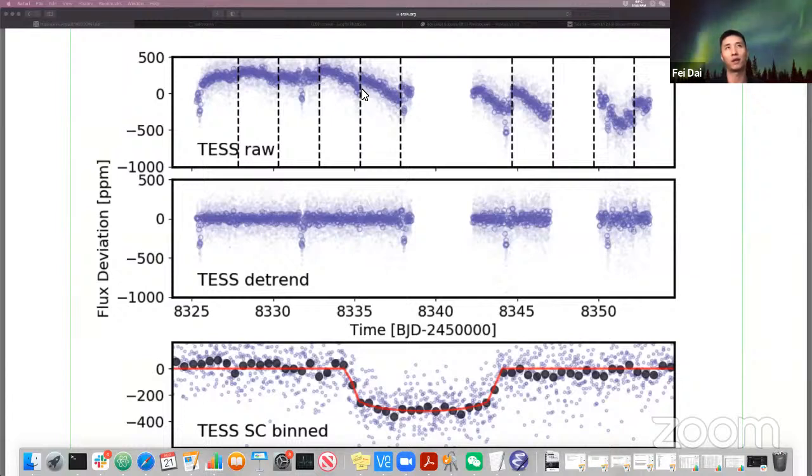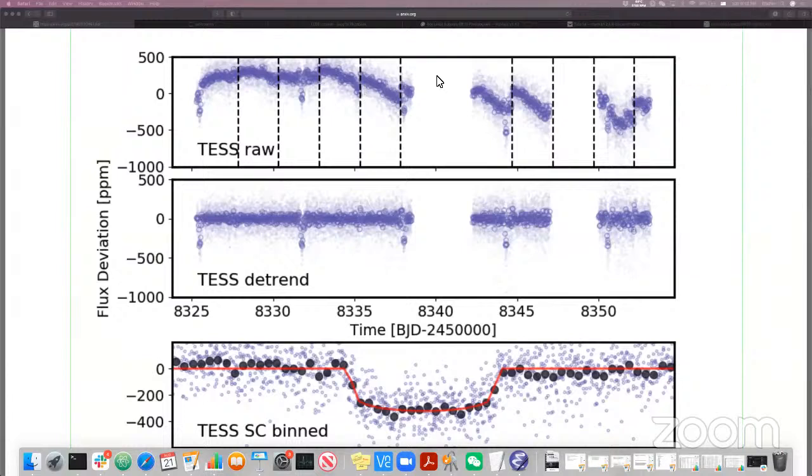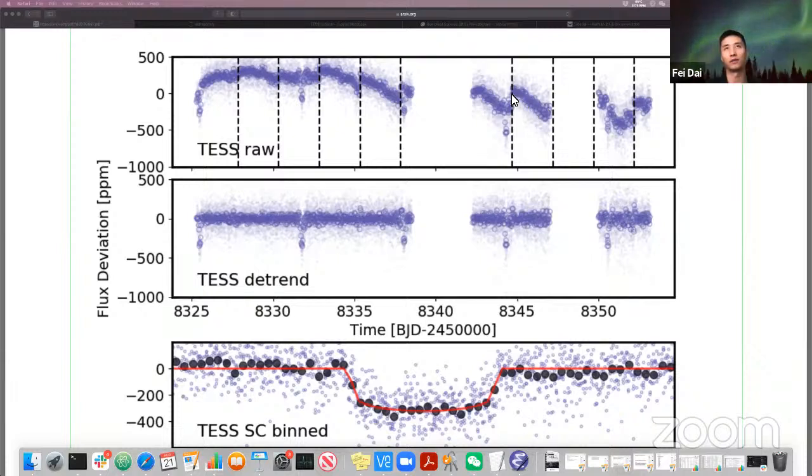So after the momentum dump, you can see that there's some pattern in the light curve. For example, immediately after the momentum dump, the brightness goes up a bit before it slowly drops down. So we know some of this variability is due to the spacecraft itself, and we can do some tricks to remove that variability.